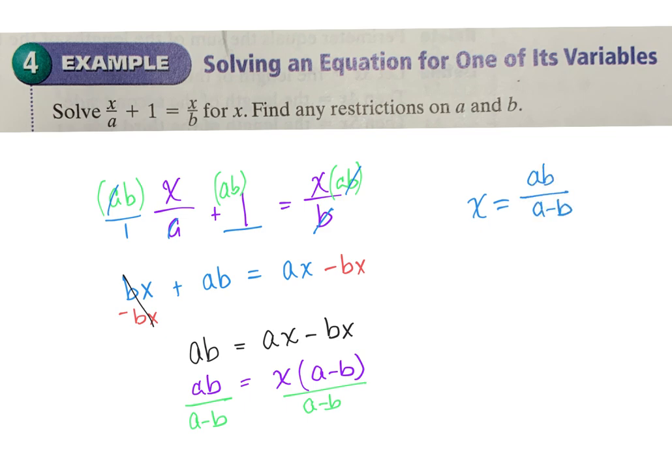Now, when I finally solve for X, I actually have one more restriction here. What happens if A equals B? We have a problem, don't we? If A equals B, it's going to be 0 in the denominator. So my restrictions are A cannot equal 0. We already said that. B cannot equal 0. That's from these guys. And then A minus B can also not equal 0. Or you could say A cannot equal B.